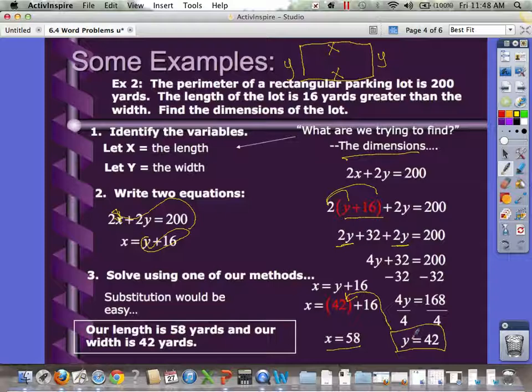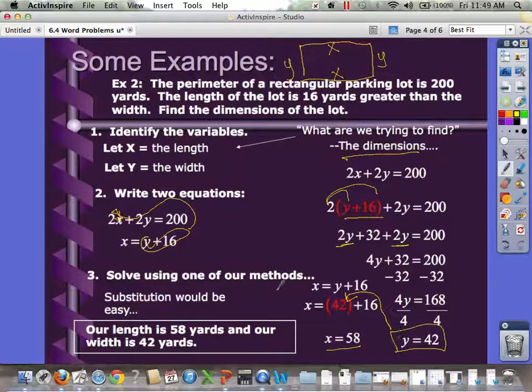So that means 58 is 16 more than 42, so that checks. And the two of them together, if you plug them in, that would make a total of 200. It would be 58 right here and 58 right here, 42 and 42. That would make a total of 200 yards, which is your perimeter. And 58 is 16 more than 42.